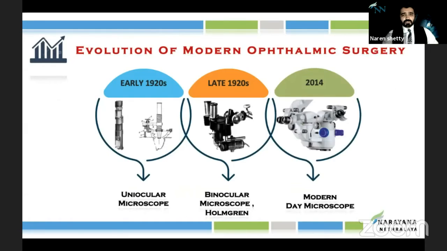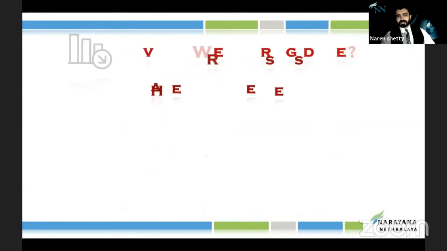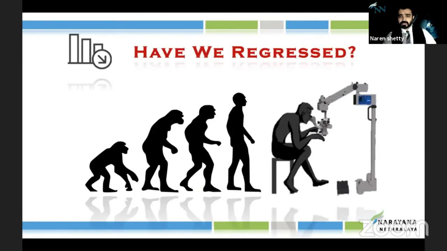Now, when you look at the evolution of microscopes, it started in the early 1920s. Then in the late 1920s, the binocular microscope came into the picture. Then in 2014, the modern-day microscope came into the picture. Are we actually progressing or regressing?